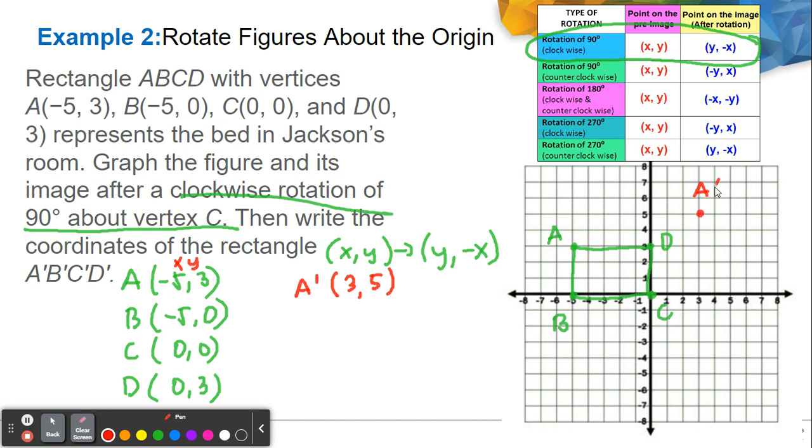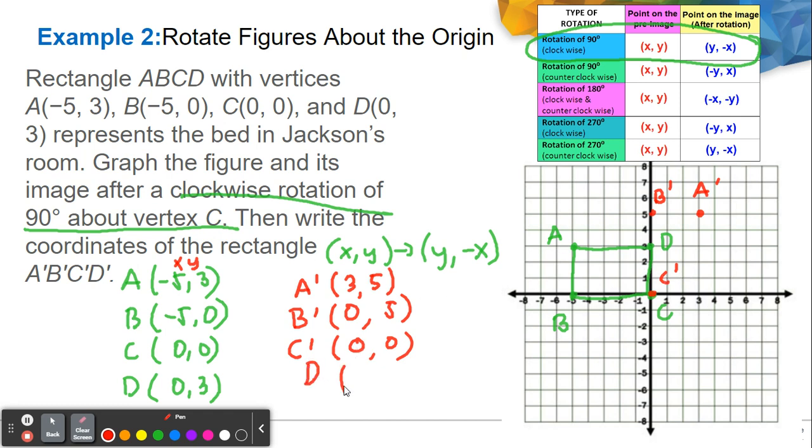So this one is A prime. For B prime, we have y, which is 0, and then the opposite of x, -5, will be +5. So we have (0, 5). So this one is your B prime. For C prime, as you can see, we have (0, 0), and it will remain at (0, 0). So this one is also our C prime.